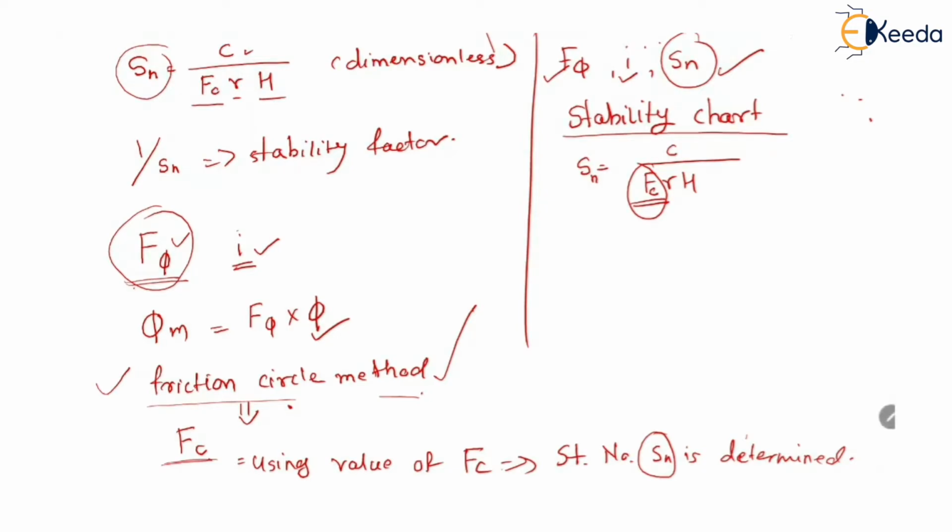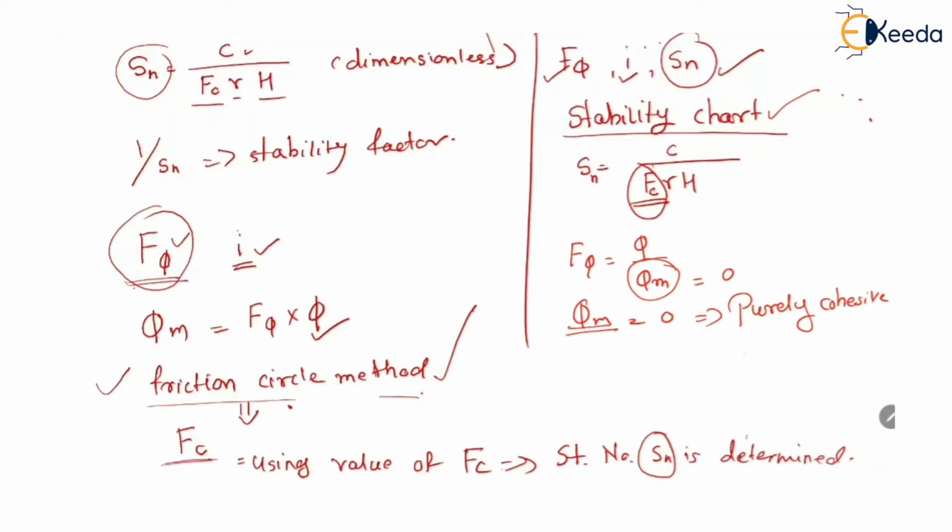Now we know the value of F phi is equal to phi upon phi m. So this stability chart won't be applicable if the value of phi m is equal to 0. The soil having phi m equal to 0 is called purely cohesive because frictional resistance is 0 in such soils, or it is also called frictionless soil.